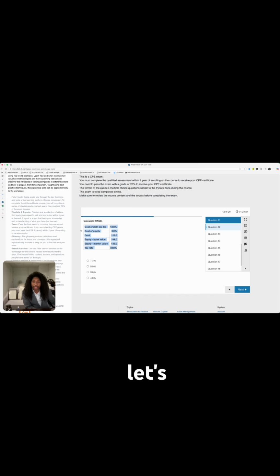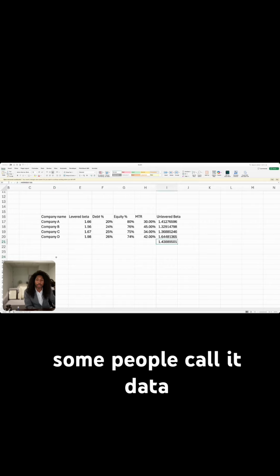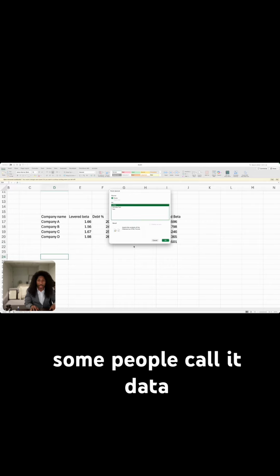Calculate the WACC. Okay, so let's take this data. Some people call it data, some people call it data. I'm gonna call it data because I want a data. All right, here we go.